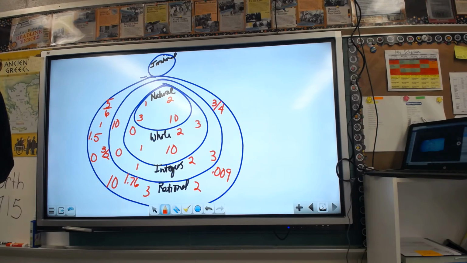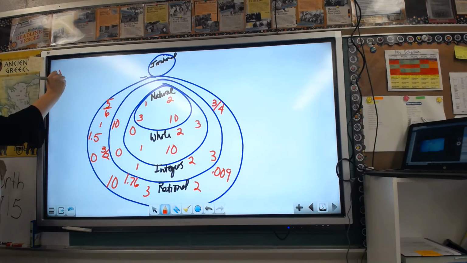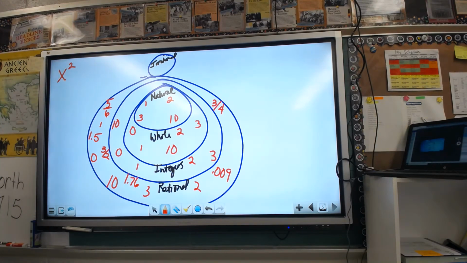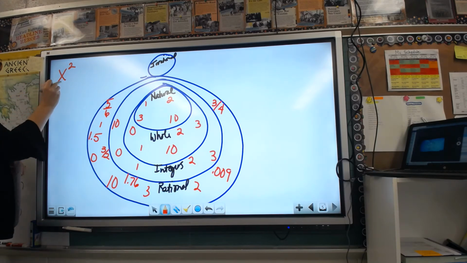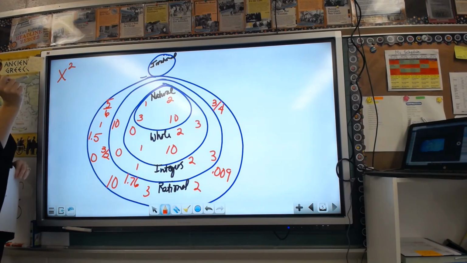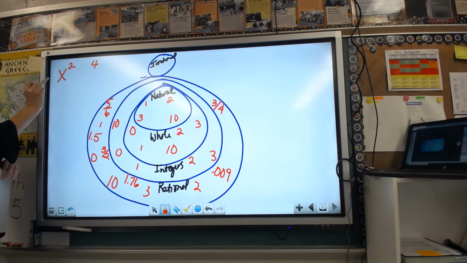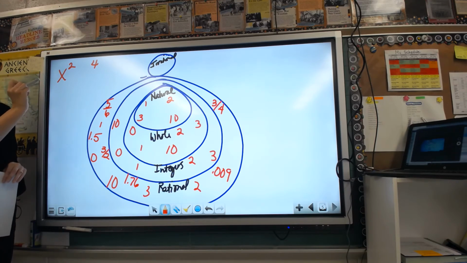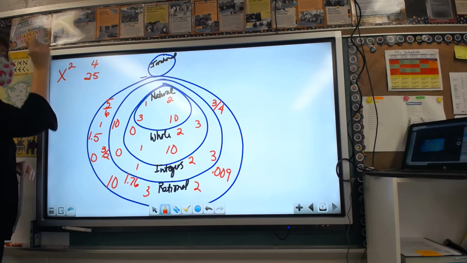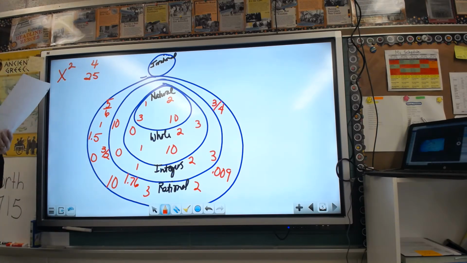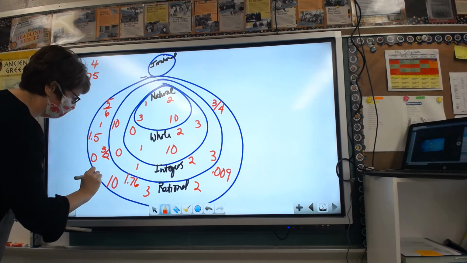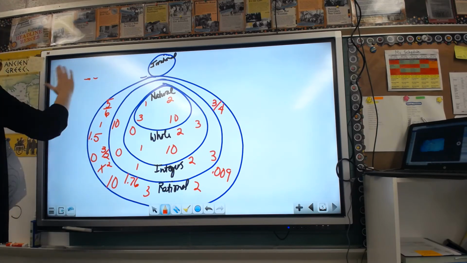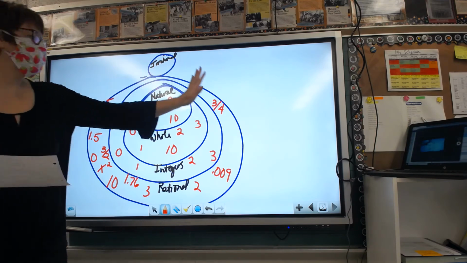Okay, almost done. How about x squared? Let's think about it. Let's give it some numbers. What if x is 2? What is 2 to the second power? 4. Okay. What if it was -5? What's -5 times -5? It would be 25, right? 25. Okay. So what are these looking like? They are rational numbers. Yeah. Okay. And that's why you're getting the hang of this.